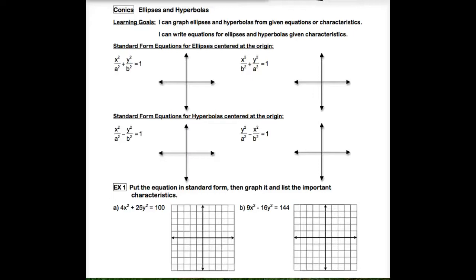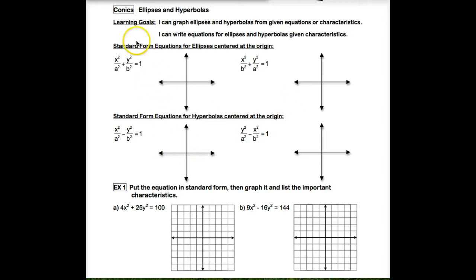To continue our discussion about conic sections, we are going to talk about ellipses. So pretty similar learning goals to what we had with parabolas and circles. We want to be able to graph ellipses and hyperbolas from given equations or characteristics, and we want to be able to write equations for ellipses and hyperbolas given the characteristics. So we should probably know what these generally look like.